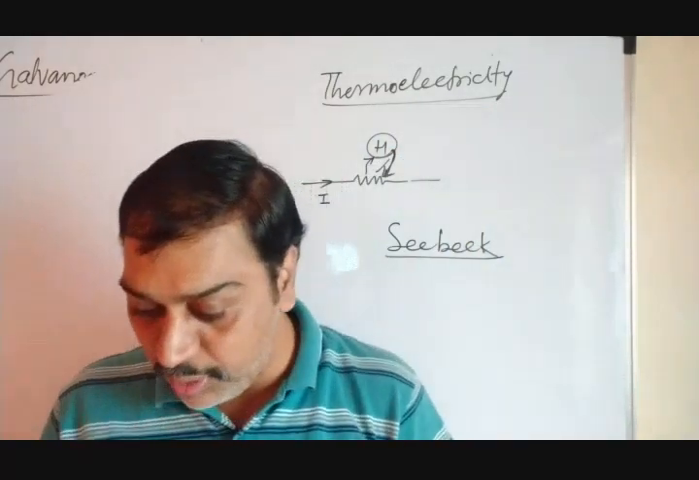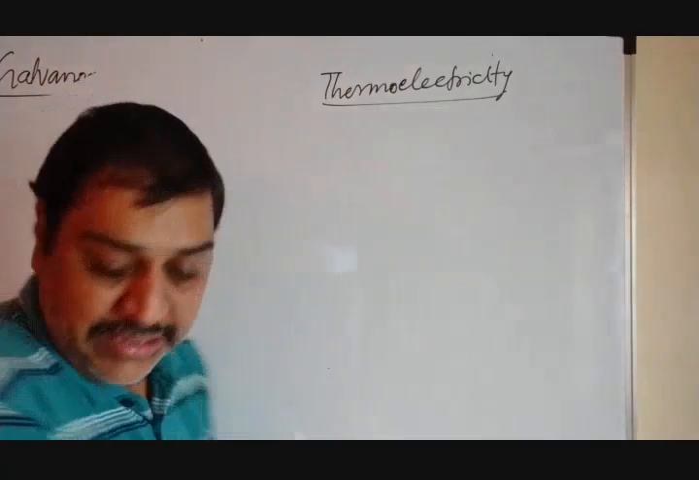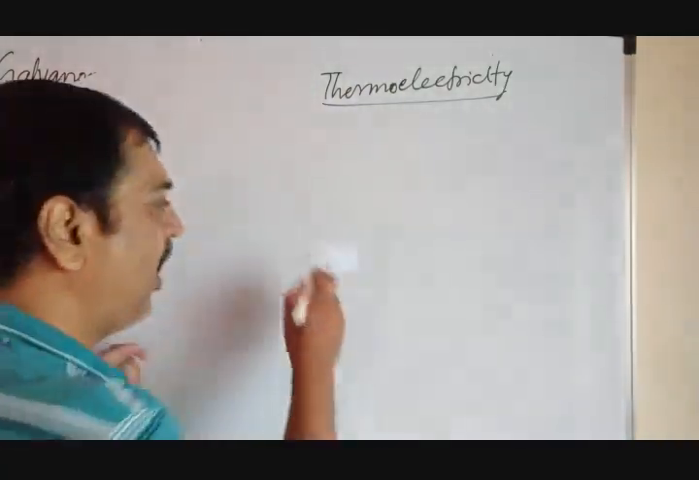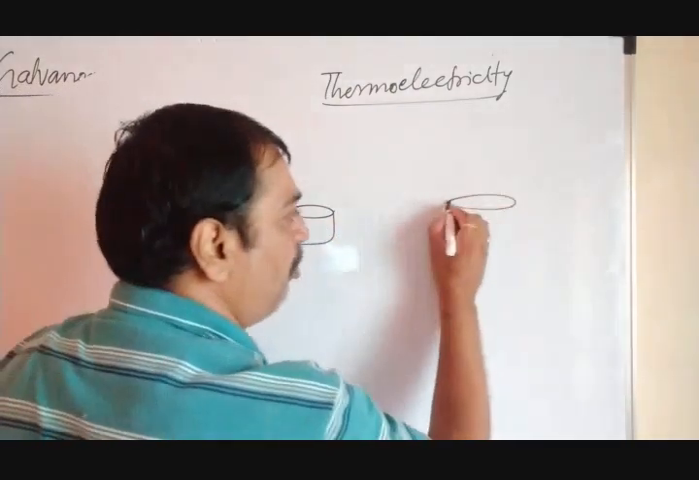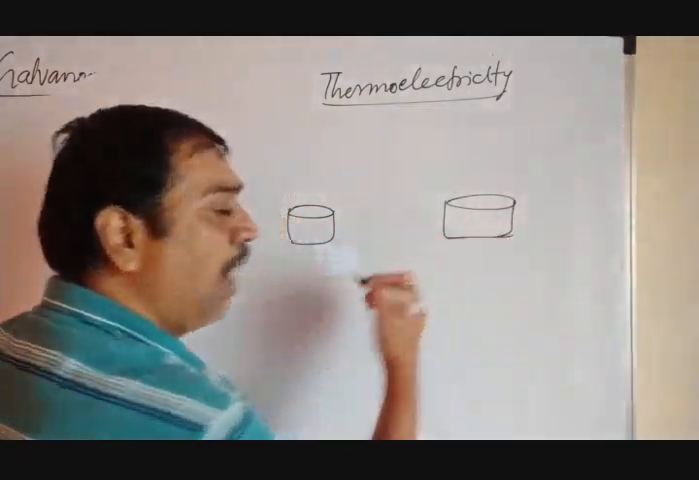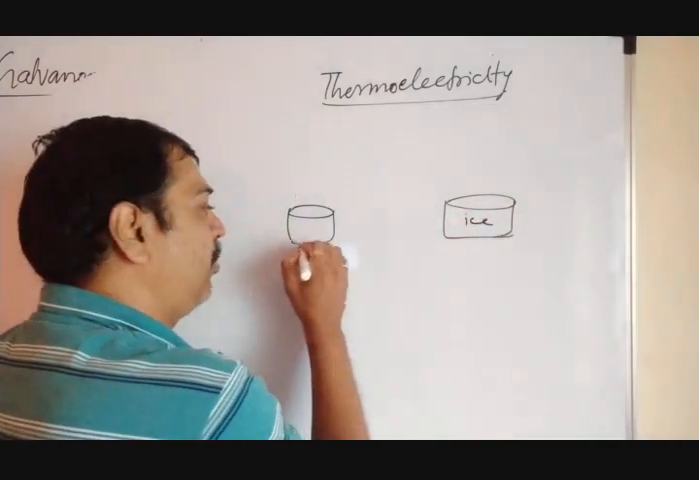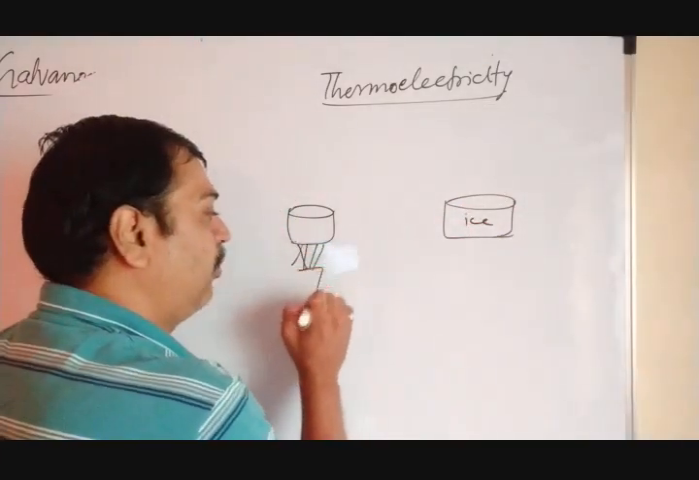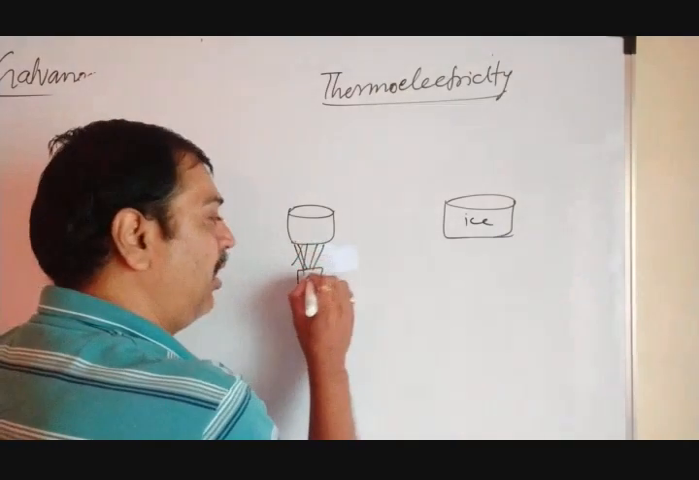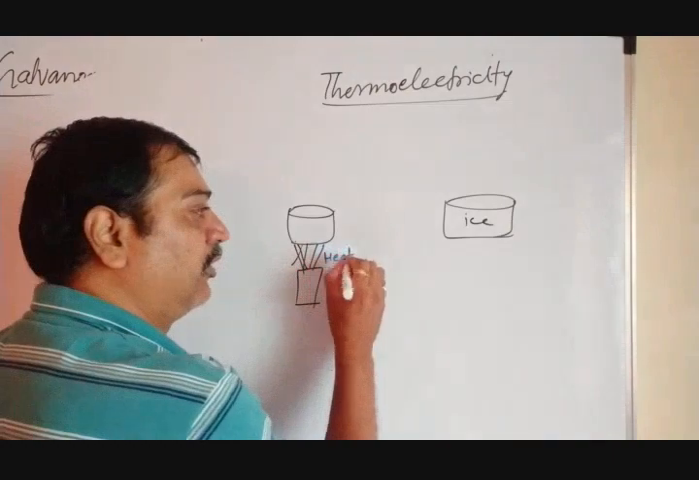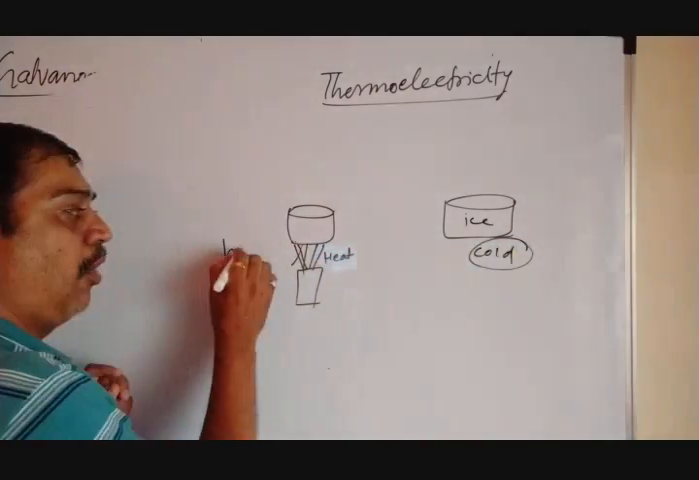The Seebeck effect: there are basically two junctions. If you have the book, you can see in your book, there are two junctions you can take. Suppose this is one small pot, and this is another small pot. These two are at different temperatures. Suppose I have kept some ice here, and I am going to heat the other continuously, supplying heat below the burner. So this is said to be cold, and this is said to be hot.